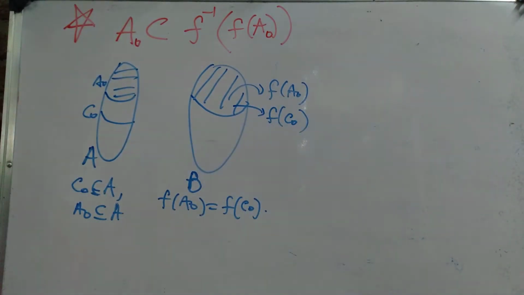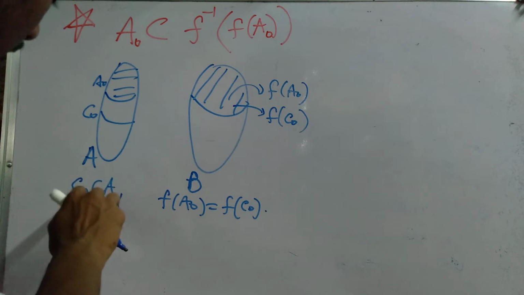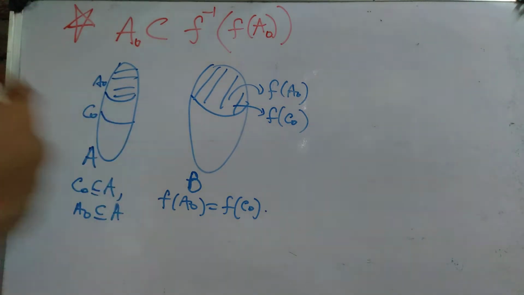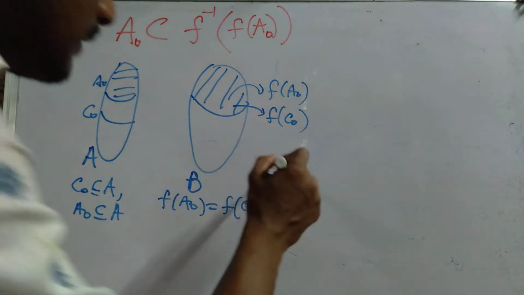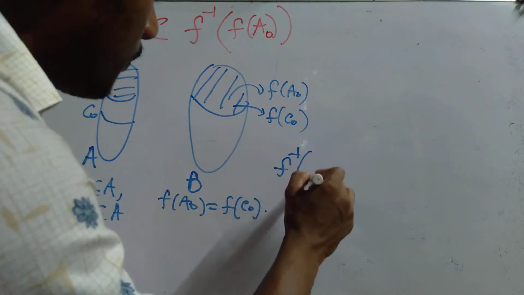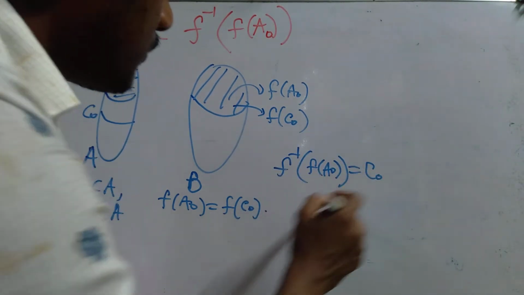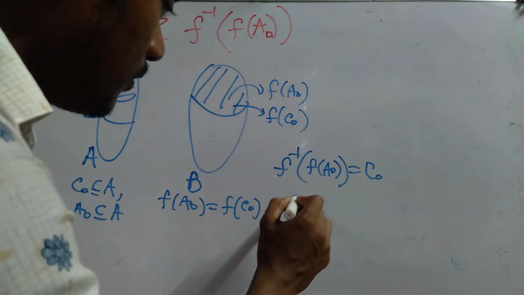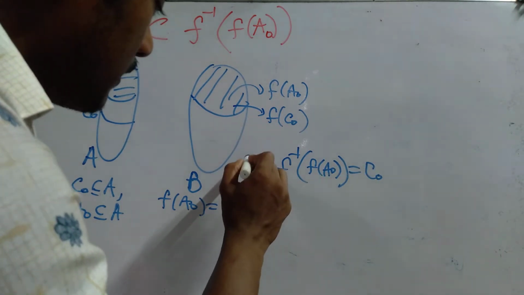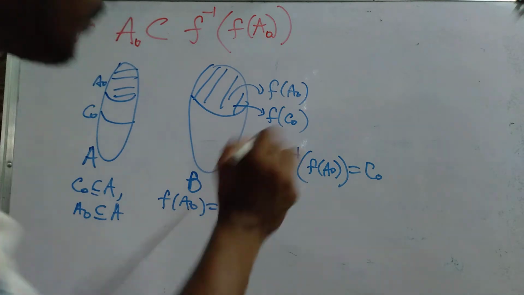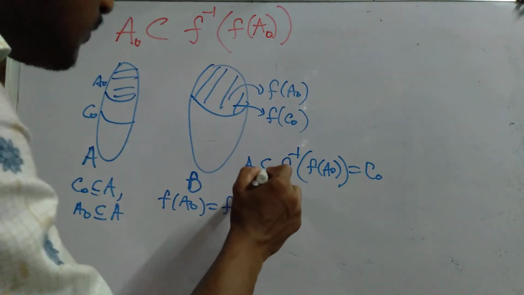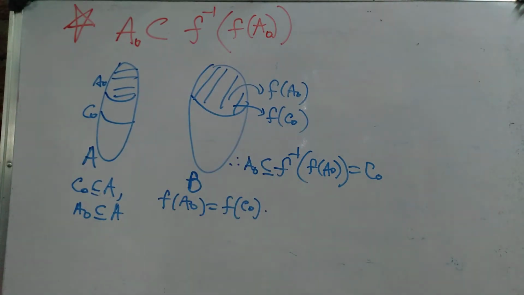Then we see some interesting property. That means f inverse of f of A0 equals how much? C0. This one equals C0. That means A0 is a subset of this. A0 is a subset of f inverse of f of A0. So we proved it in this way.